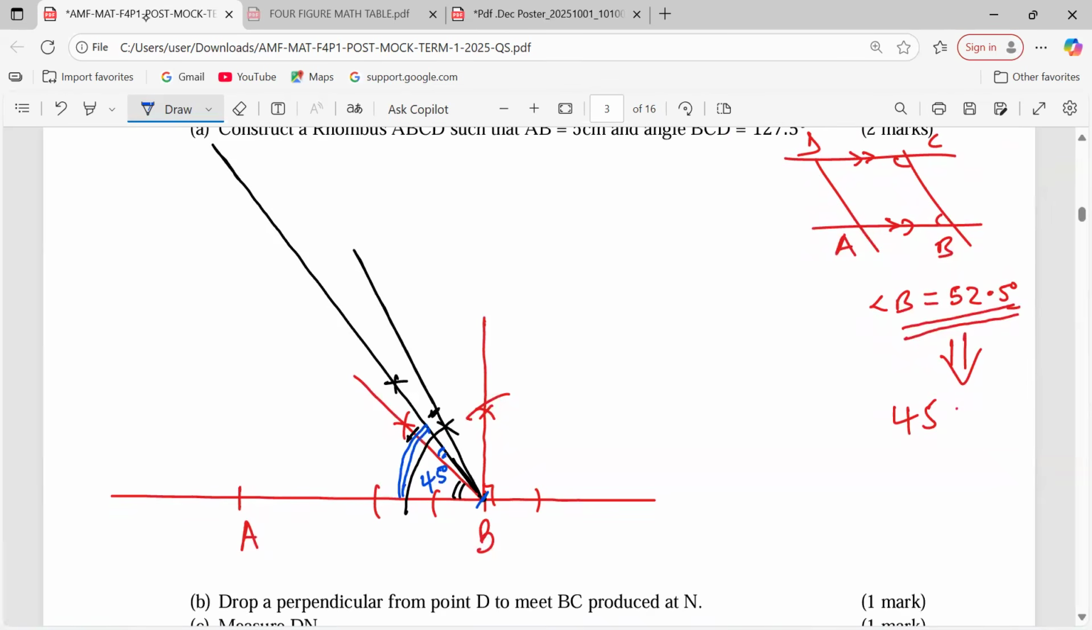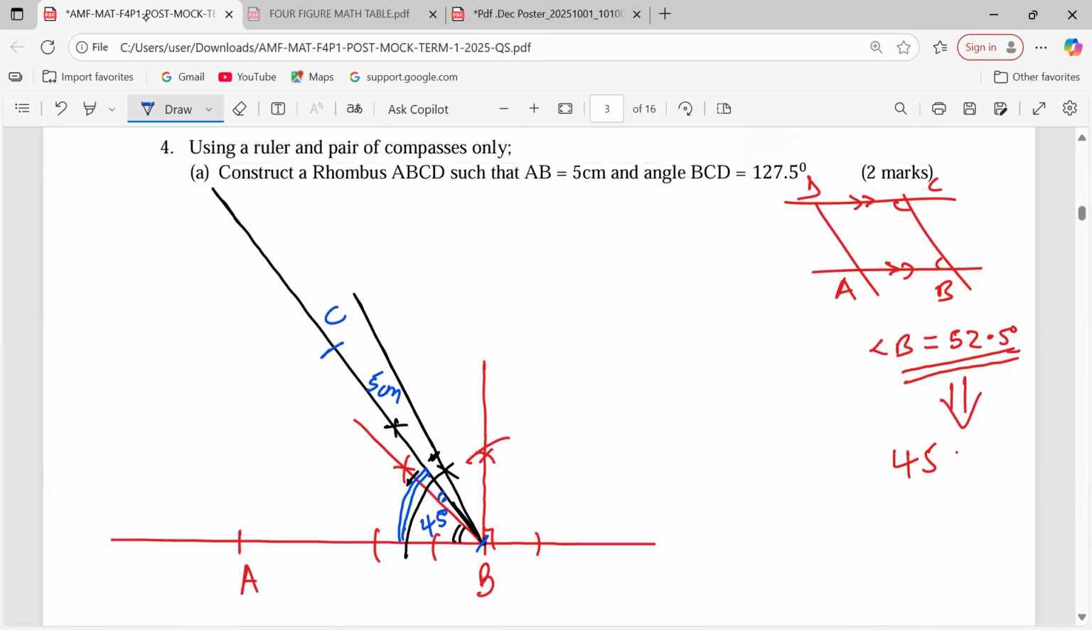So now we can stand at B and measure 5 centimeters also, because all the lines are supposed to be equal within a rhombus. They are supposed to be all equal. So I mark off 5 centimeters like that. So that's 5 centimeters also, and it gives a C.